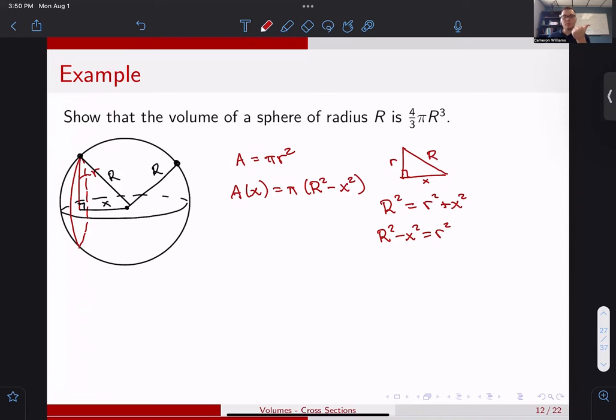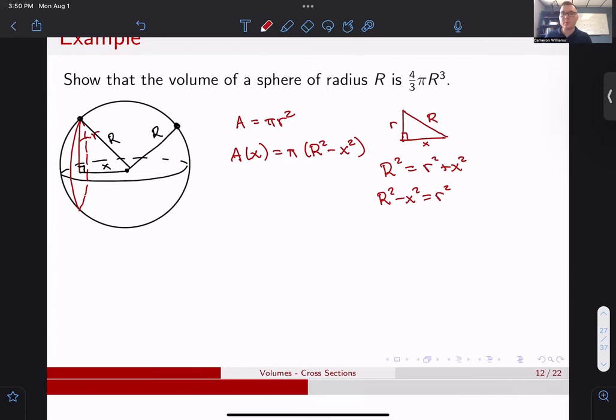All right, so step one done. We drew our solid and we drew the cross section and all the relevant dimensions. Step two, we got our area formula in terms of our integration variable x. It's x because they're all stacked up this way. We're adding them up this way.